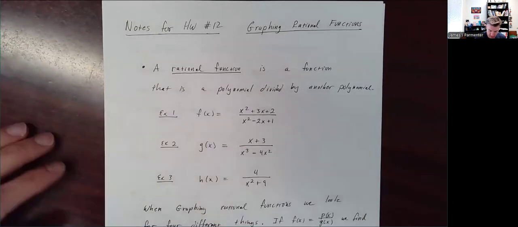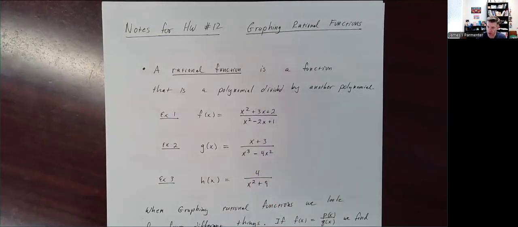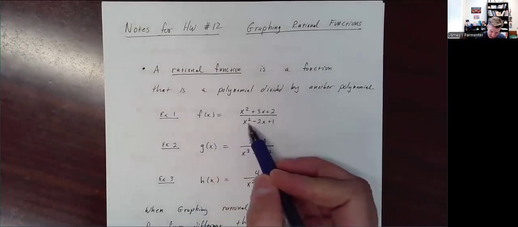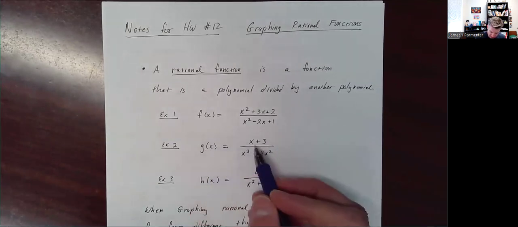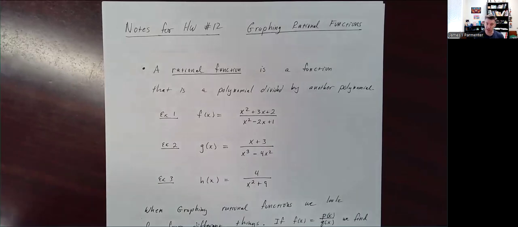A rational function is a function that is a polynomial divided by another polynomial. Some examples: f of x equal to x squared plus 3x plus 2 over x squared minus 2x plus 1, both polynomials. g of x equal to x plus 3 over x cubed minus 4x squared, both polynomials. And h of x equal to 4 over x squared plus 9. Even 4 is a polynomial. Again, not very exciting, but it is.